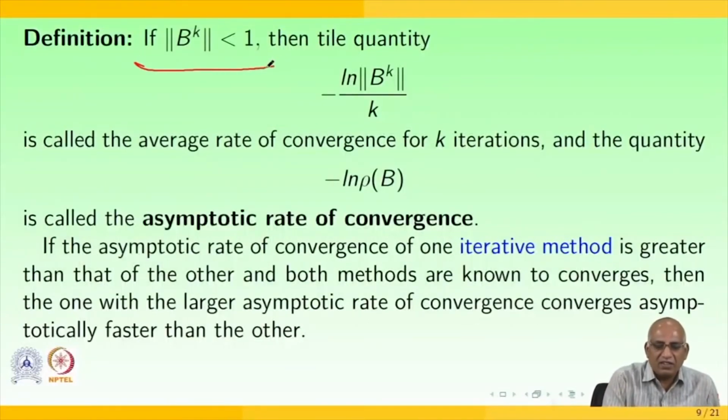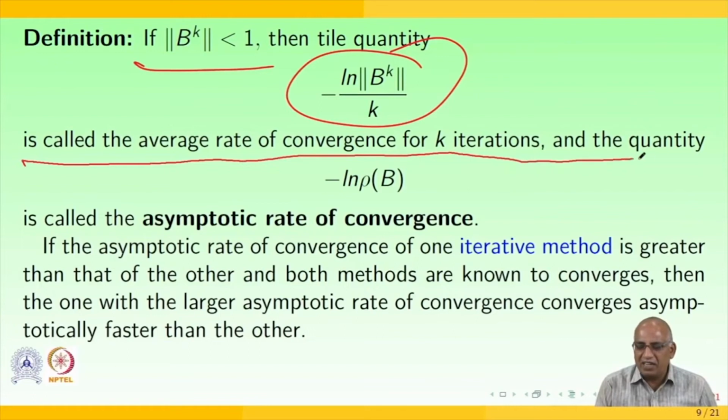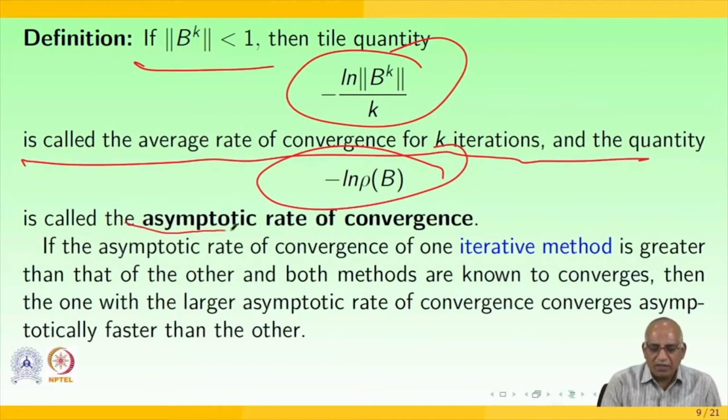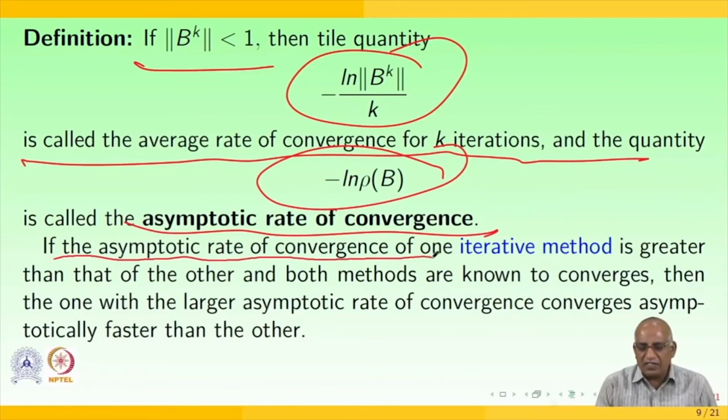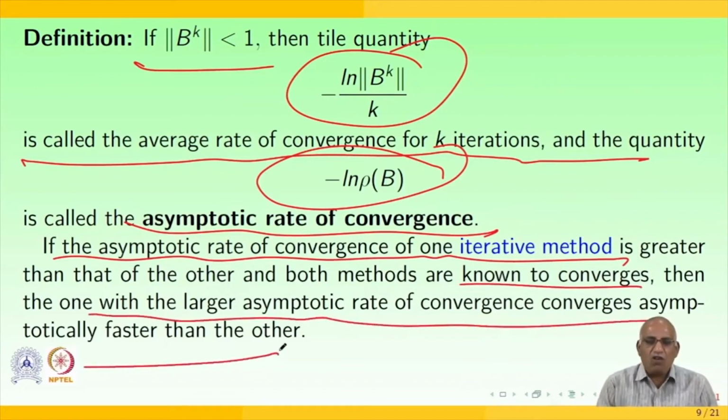Now if norm of B to the k is less than 1, then minus ln of norm of B to the k upon k is called the average rate of convergence for k iterations, and the quantity minus ln of rho of B is called the asymptotic rate of convergence. If the asymptotic rate of convergence of one iteration method is greater than that of the other, and both methods are known to converge, then the method with the larger asymptotic rate of convergence will be faster.